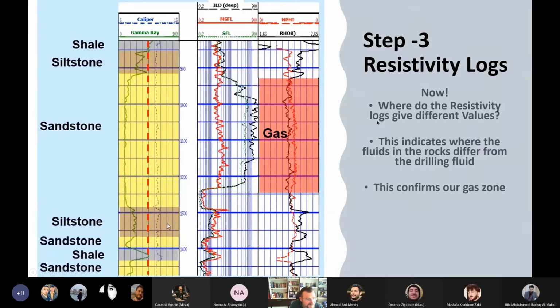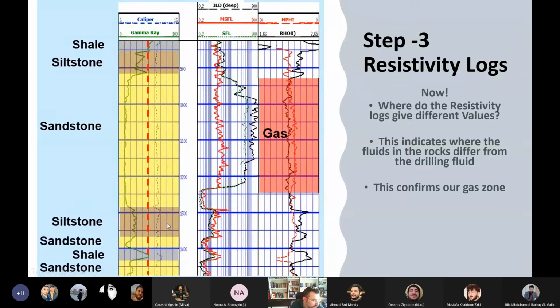So where are the resistivity logs? My resistivity logs are here, right? Where do the resistivity logs give different values? I have to check where my resistivity logs give different values in this part. These are all the same, and in this part it gives different values. So this indicates where the fluids in the rock differ from the drilling fluid. It differentiates your drilling fluid from the actual fluids in your reservoir. So in this zone, what it indicates to me is that herein I don't have a potential to produce.